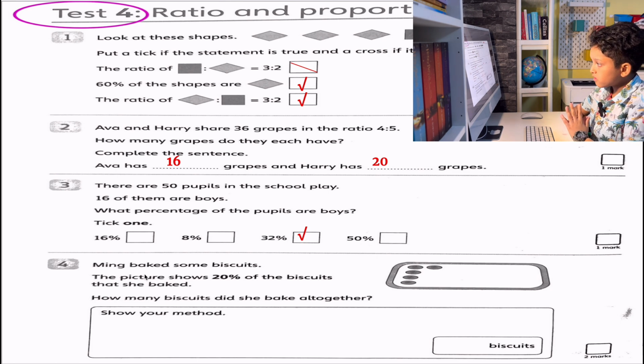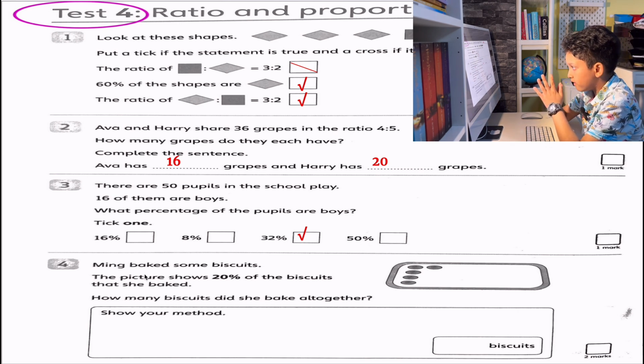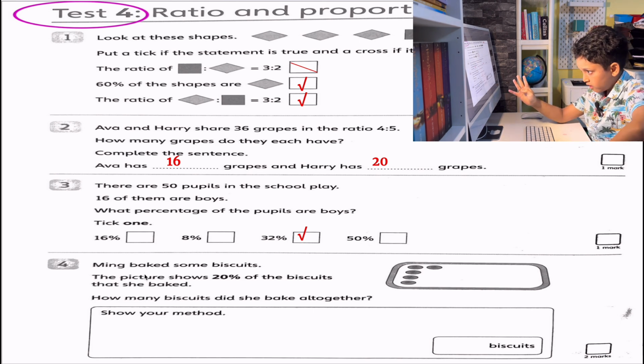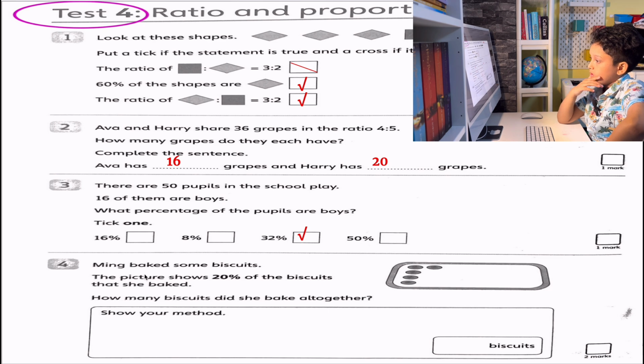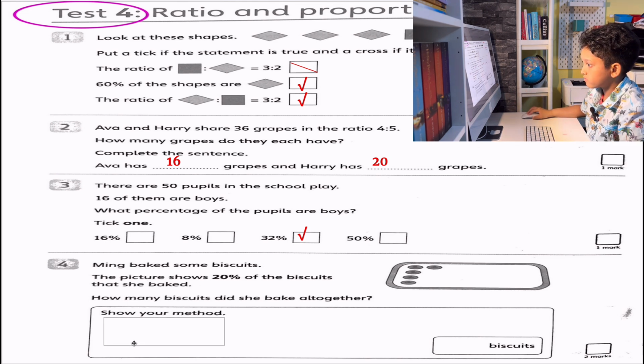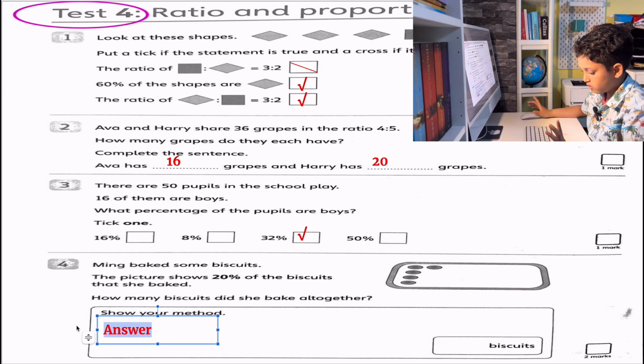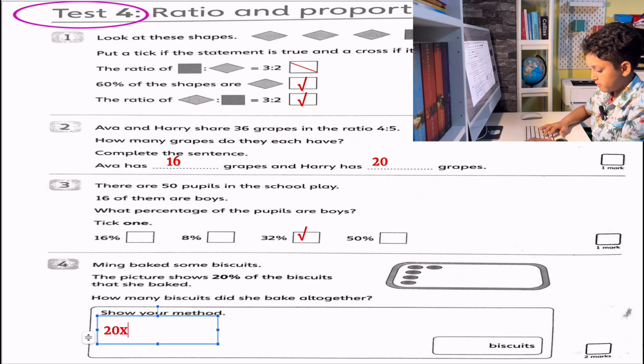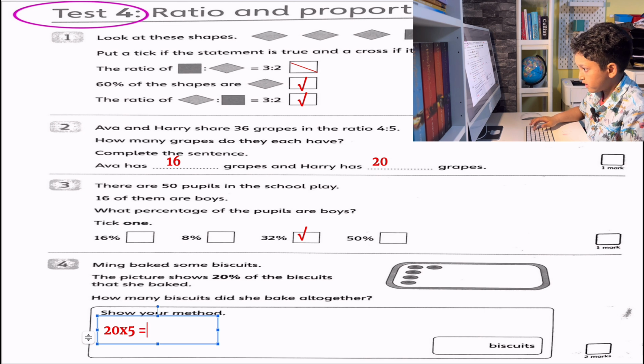We know that in a fraction, 20% is 1/5. When we have a fifth, we must find out the 4 remaining fifths. So how do you do this? If we times 1 over 5 times 5, that'll give us a whole, and we need to know the whole. So we first do 20 times 5 equals 100.